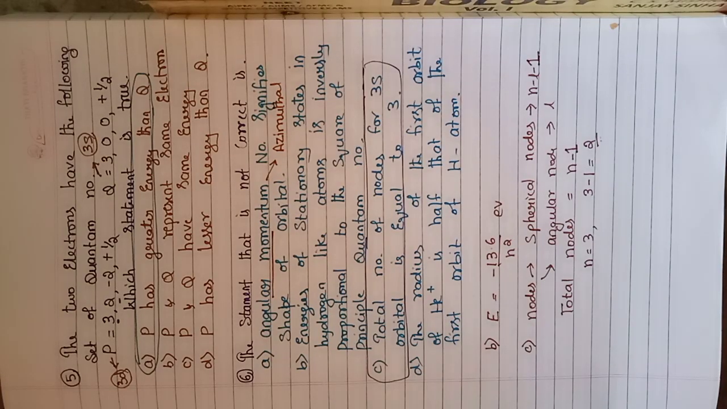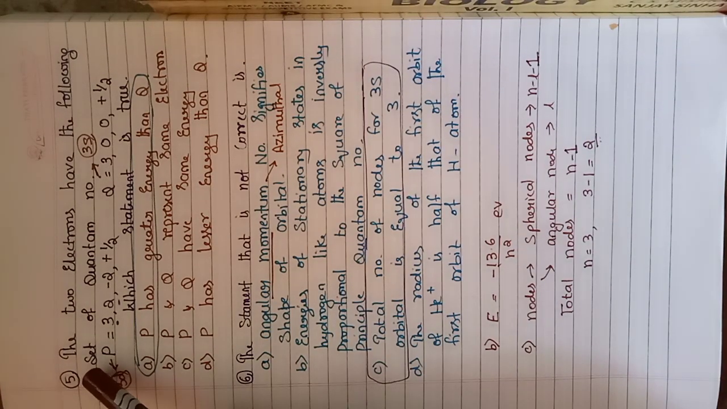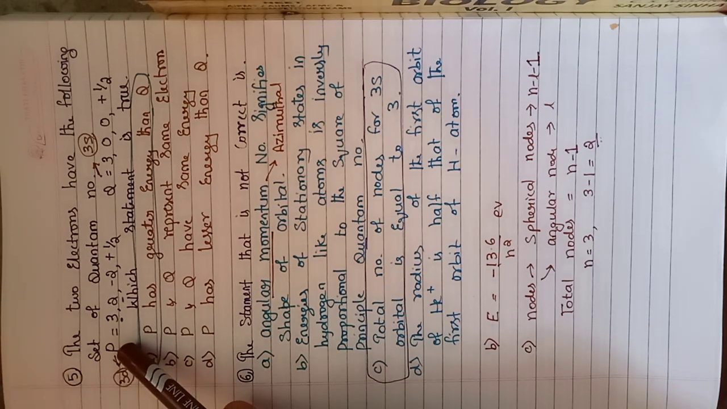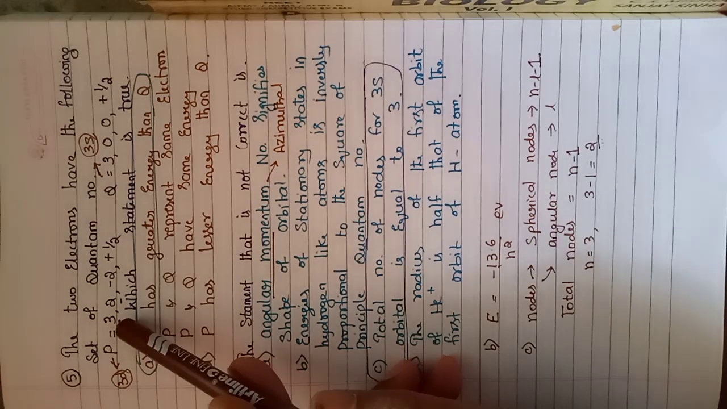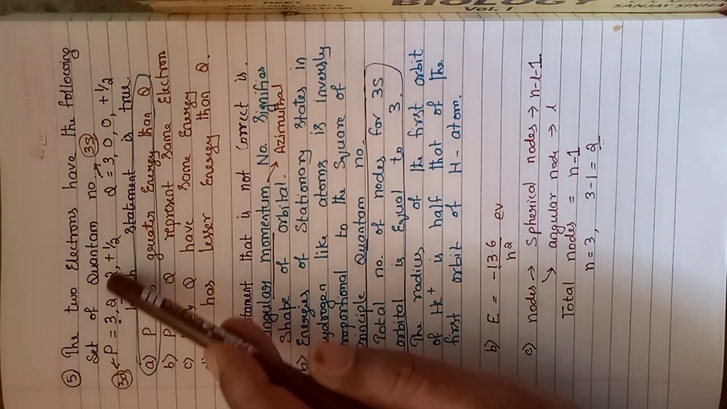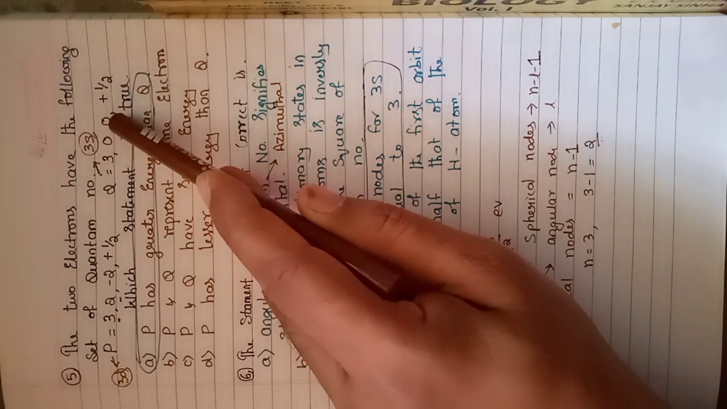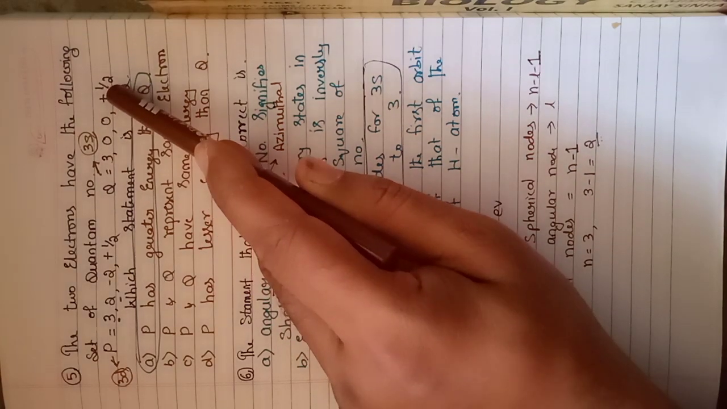Next question: the 2 electrons have the following sets of quantum numbers. We have one electron represented by p, another one by q. The quantum numbers for p are 3, 2, -2, +1/2. Then for q, principal 3, azimuthal 0, magnetic 0, and spin is +1/2.